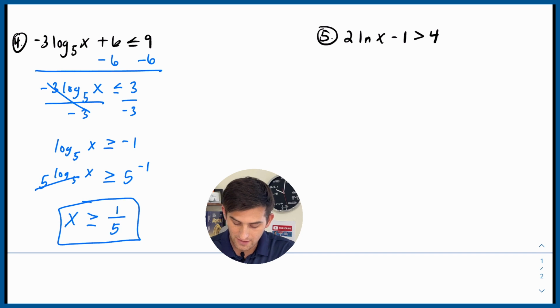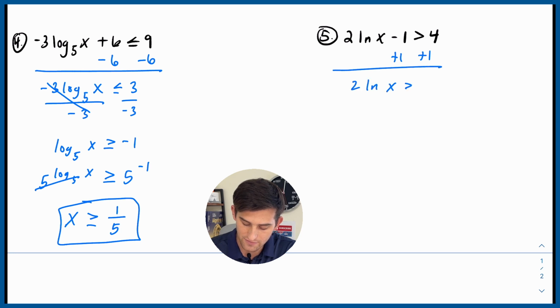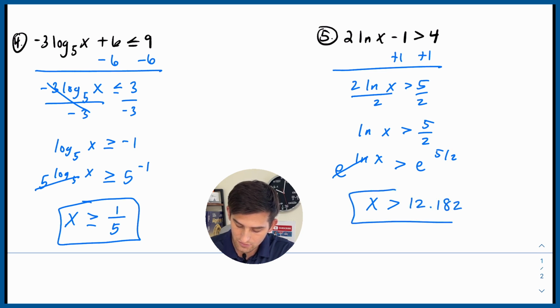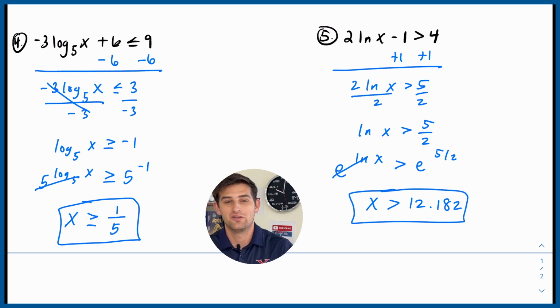All right, number 5. 2 ln of x minus 1 is greater than 4. Let's add 1 to both sides. So 2 ln of x is greater than 5. Let's divide both sides by 2 to get ln of x is greater than 5 over 2. Now we can exponentiate by giving both sides a base of e. Now we have x is greater than e to the 5 halves, and that gives me x is greater than 12.182. And that is how we can solve some logarithmic inequalities.